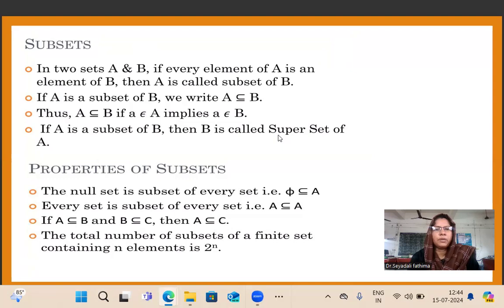Next, we see some properties of subsets. The null set is a subset of every set. Every set is a subset of itself. If A is a subset of B and B is a subset of C, then A is a subset of C. The total number of subsets of a finite set containing n elements is 2 to the power n.